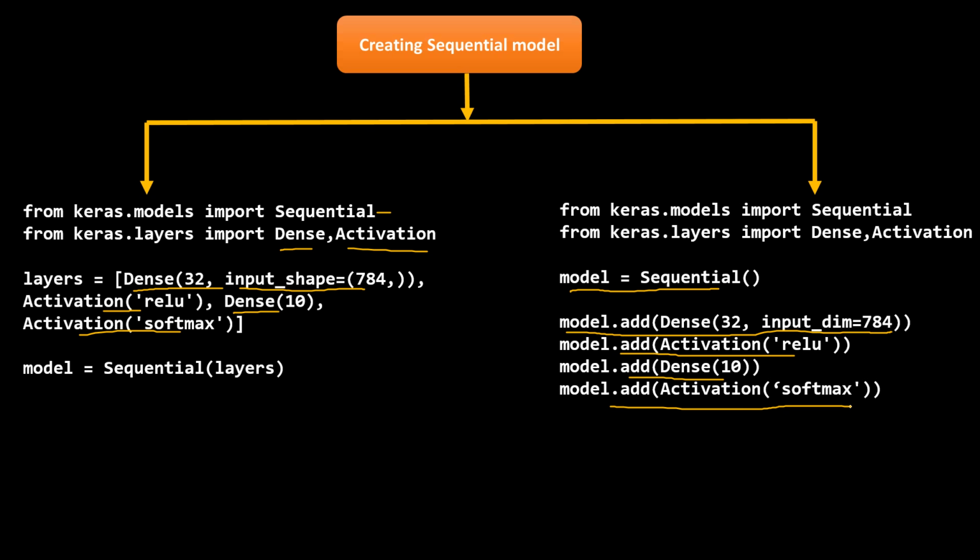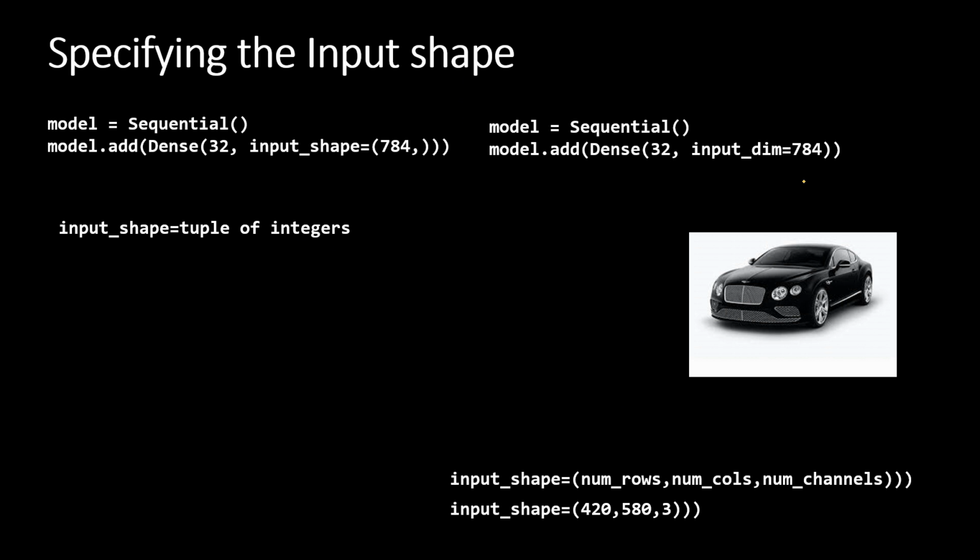So this will create a linear stack of layers. One important thing is you have to specify the input, and we specify the input only when we add the first layer. So if you see model equal to Sequential, we give model.add Dense.